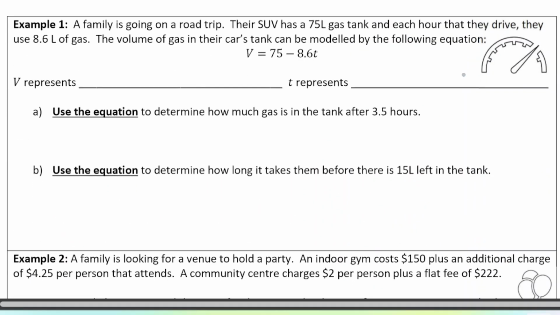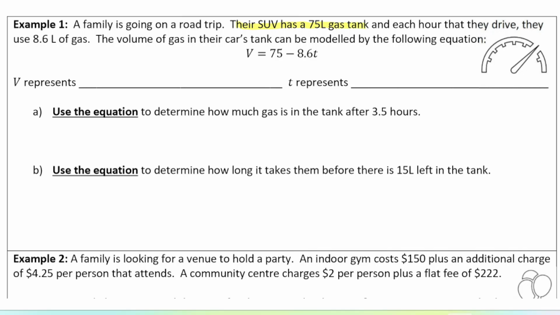Example number 1. A family is going on a road trip. I'm just going to highlight key things as I read them. Their SUV has a 75-liter gas tank, and each hour that they drive, they use 8.6 liters of gas. The volume of gas in the car's tank can be modeled with this equation.